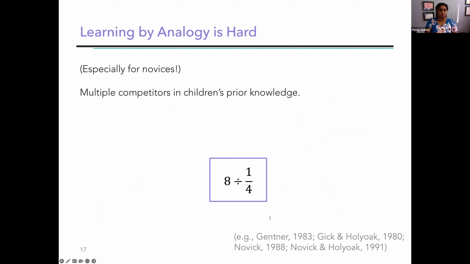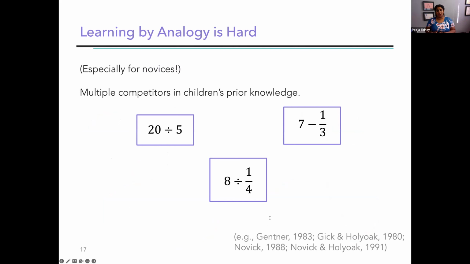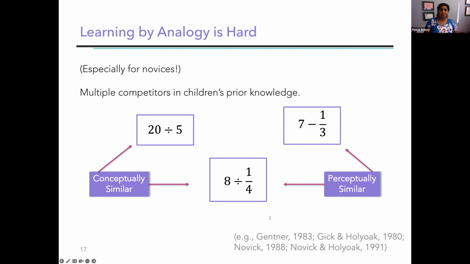For example, by the time children learn about fraction division, they have knowledge of a lot of other kinds of fraction problems. Some of these problems share the same underlying conceptual structure, or relationship between elements. Other familiar problems like fraction subtraction, for example, have a different conceptual structure, since subtraction is not analogous to division, but sometimes these problems are perceptually similar. They have similar perceptual objects like the representation of quantity as a fraction. They might have similar labels, like we might call these both fraction problems.